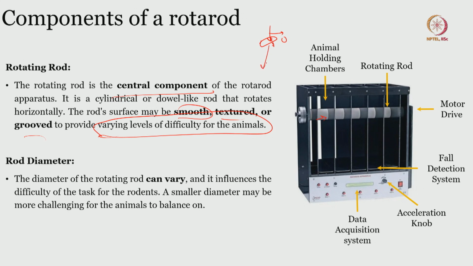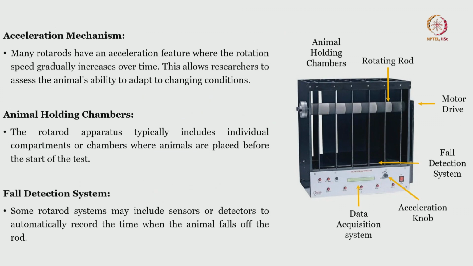So then obviously your manifestation will have a spectrum, from full-blown Parkinsonism to a very mild degree of Parkinsonism. That is the beauty of such apparatus, that it can bring out even a subtle change in the gait and balance, alright. The diameter of the rod can also vary, which again influences the difficulty of the task for the rodent. Obviously the smaller diameter will definitely be more challenging for the animals to balance on. And then there is an acceleration mechanism, where you can make it faster or slower based on the animal's ability to adapt to the changing conditions.